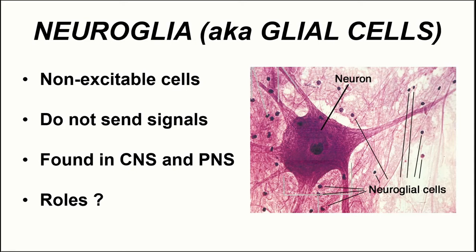Neuroglia are found in both the central and peripheral nervous systems. There's a couple of different types of neuroglia within these anatomical divisions of the nervous system, and we'll look at those specific cell types and their functions as well. So instead of signaling, the neuroglia support and maintain the environment around the neurons, and they also perform a lot of the maintenance and housekeeping functions within the nervous system.